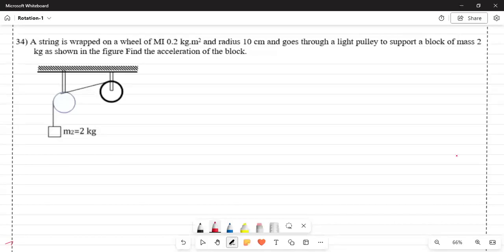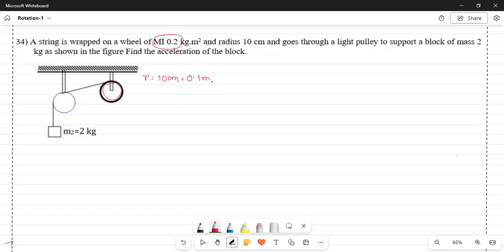Let's take this problem, actually it's problem number 34 of your textbook. This problem says a string is wrapped on a wheel of moment of inertia 0.2 kg. This is the wheel actually of radius 10 centimeter. So radius of this wheel is 10 centimeter. Let's write down 10 centimeter. This is equal to 0.1 meter.